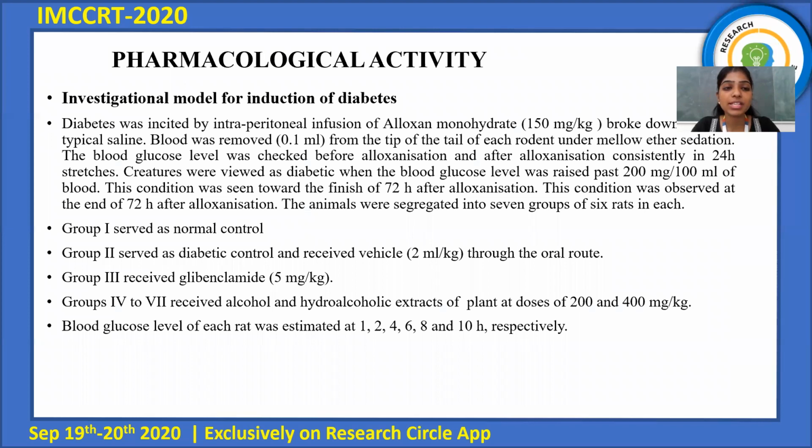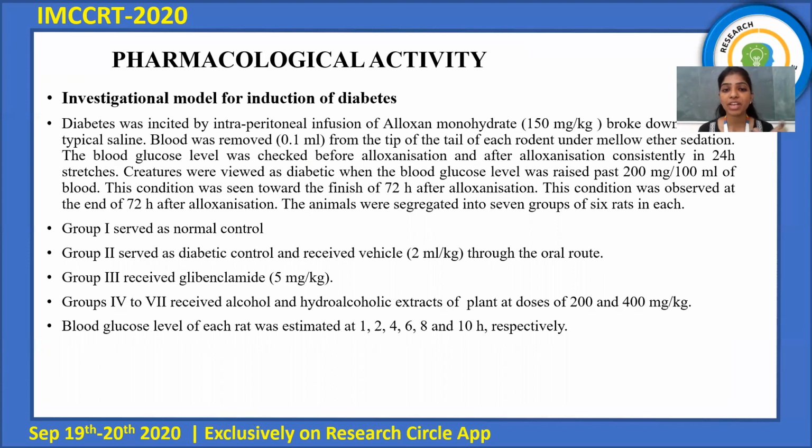Pharmacological activity: investigational model for induction of diabetes. We have taken Wistar rats and induced diabetes with alloxan monohydrate, 150 mg per kg, intraperitoneally via the IP route. Then we withdrew blood from the tip of the tail under ether sedation, and the blood glucose level was checked before and after alloxan induction, and it was monitored consistently at 24-hour intervals.